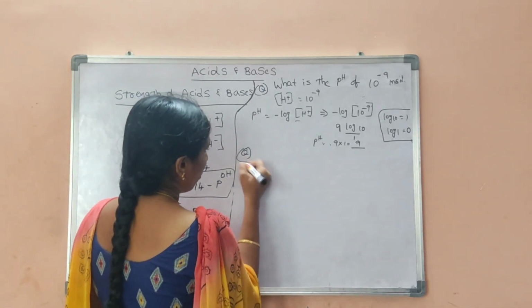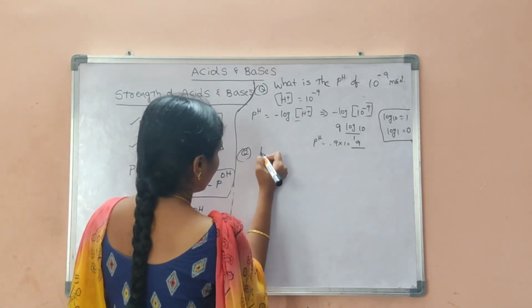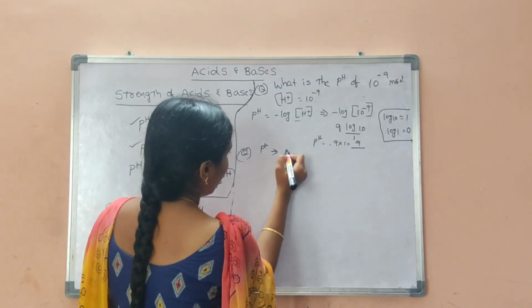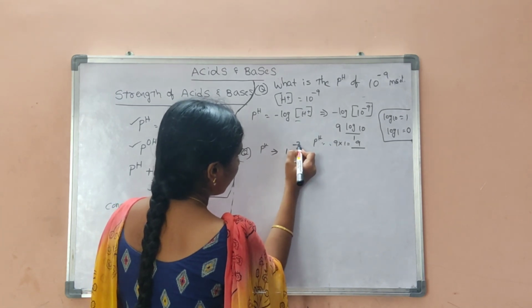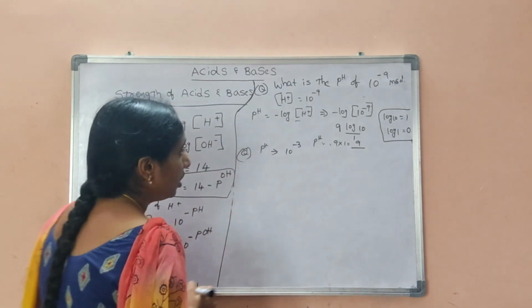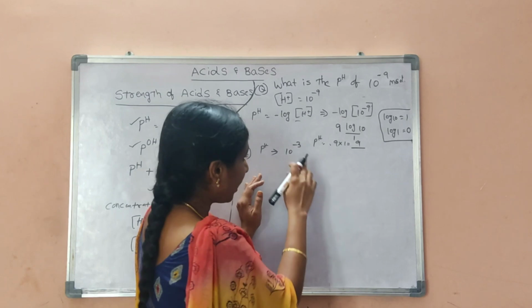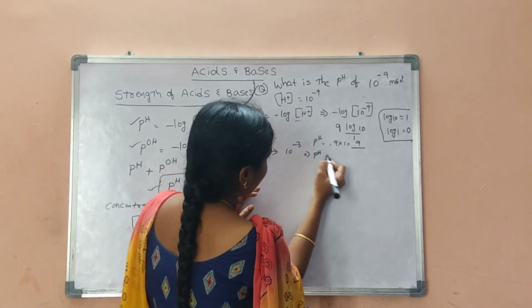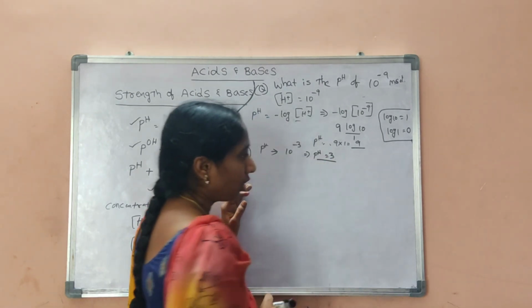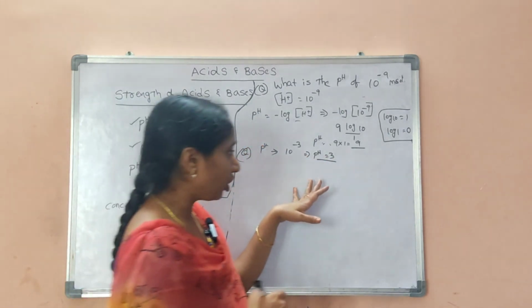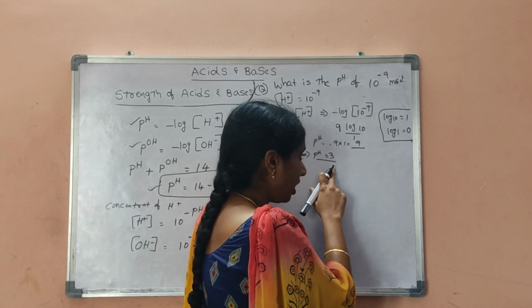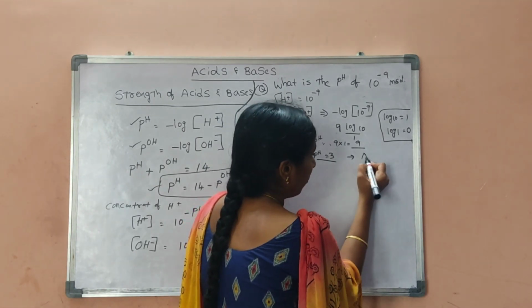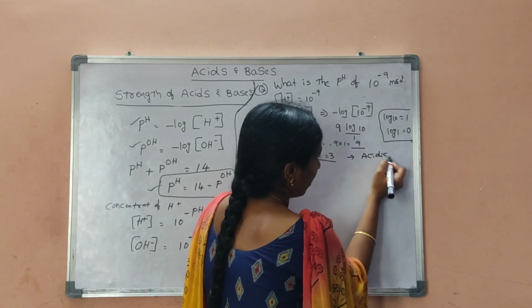Next problem, what is the pH of 10 to the power of minus 3 solution? Here directly you can remove the minus and then pH equals 3. What is the nature of this solution? pH is 3. It is below 7. So, it has acidic nature.